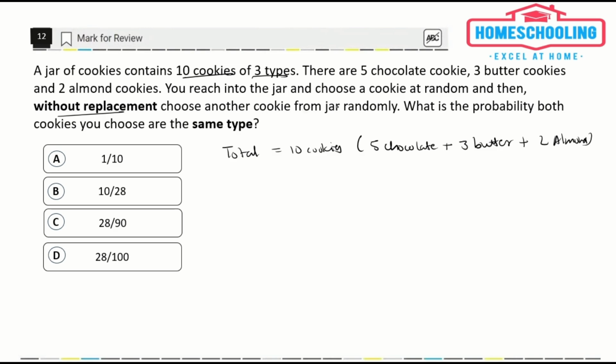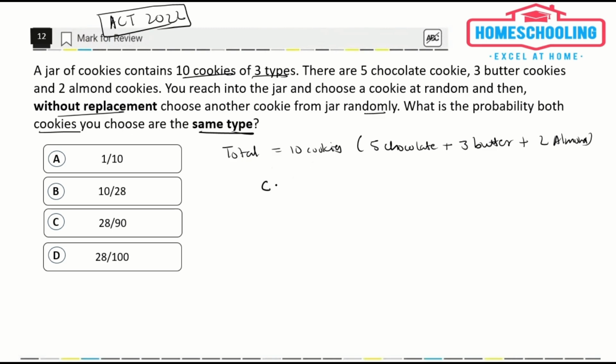So we are choosing 2 cookies from the jar randomly. So what is the probability that both the cookies are of the same type? This is a question which was asked in ACT 2022. A lot of students were unable to solve this question. So the question says, what is the probability that both the cookies you choose are of the same type?